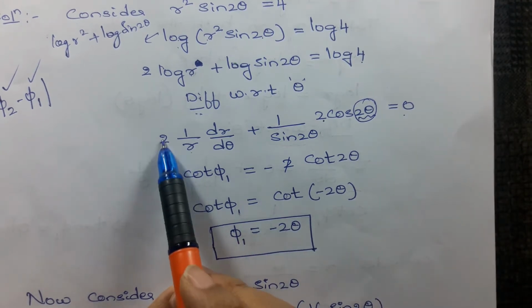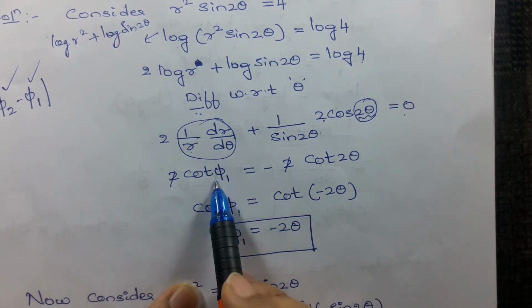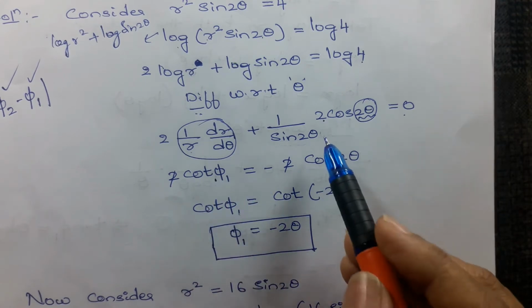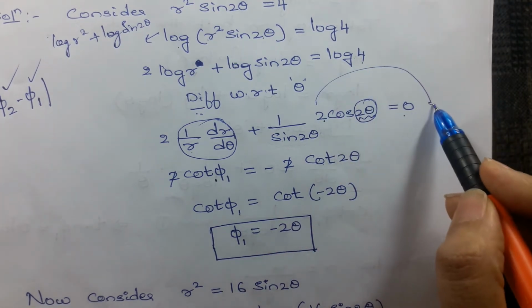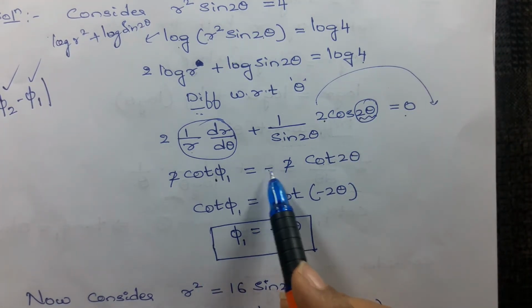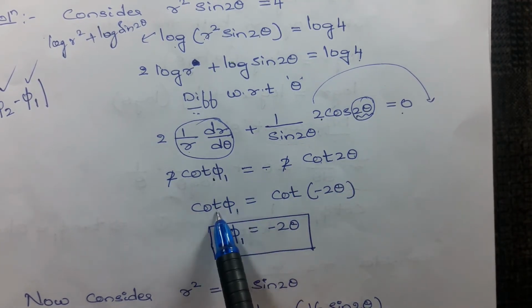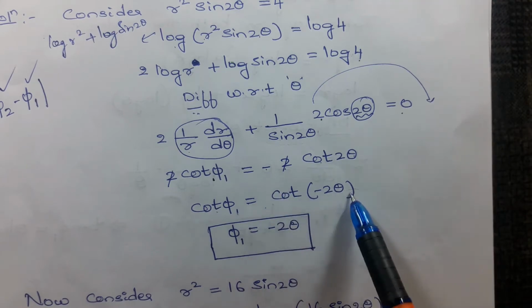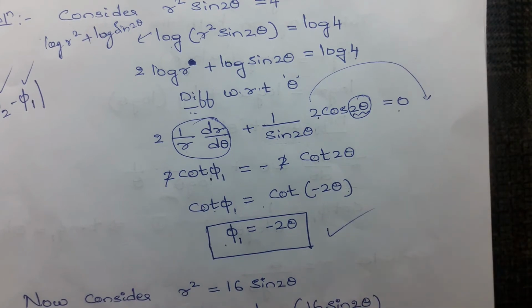So 2 as it is, and 1 by r dr by d theta is always cot phi 1. Go through the previous video and you will get this derivation. 1 by r dr by d theta is cot phi 1, and cos by sin is cot. I have taken this term to the other side, so it becomes minus 2 cot 2 theta. 2 and 2 cancel, so cot phi 1 is equal to cot of minus 2 theta. So phi 1 is equal to minus 2 theta. So I got phi 1 explicitly, right?